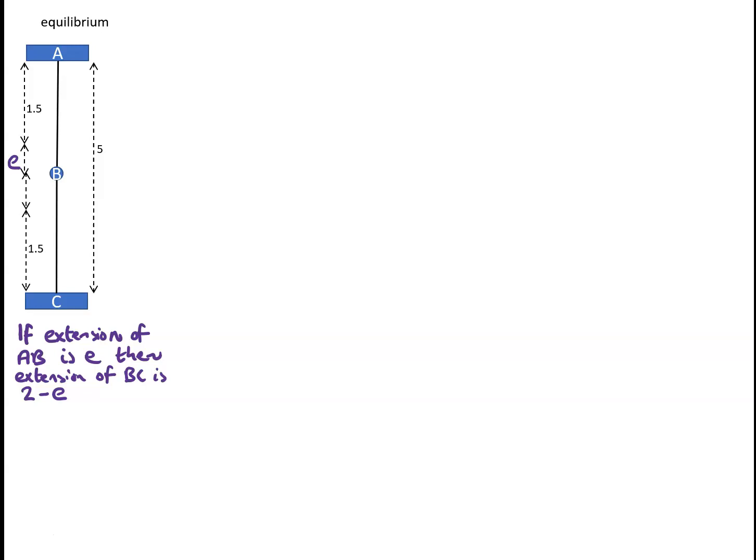Now, if that's the case, then the length of AB is 1.5 plus e, which means that the length of BC must be 3.5 minus e, which means that the extension of BC must be 2 minus e. So just check that you're happy with that extension having to be 2 minus e.